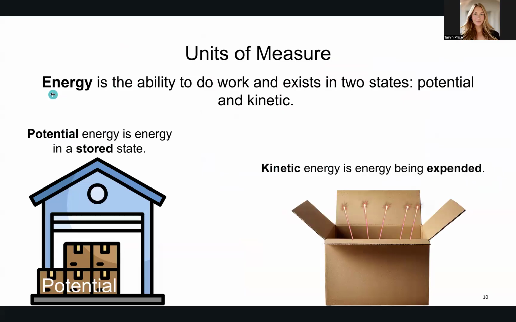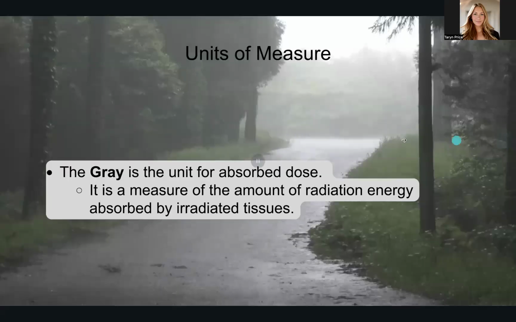All right, so energy is the ability to do work and exists in two states. We're going to work a lot with potential and kinetic energy. So potential energy is energy in a storage state. So maybe think about a storage unit, something like that, and you have all this potential sitting there, right? Just kind of like humans, right? We have so much potential. But it's what we do with it that matters. So that's when we have our kinetic energy. So we're going to open up those boxes, open up that potential. And as soon as things start happening, we have our kinetic energy.